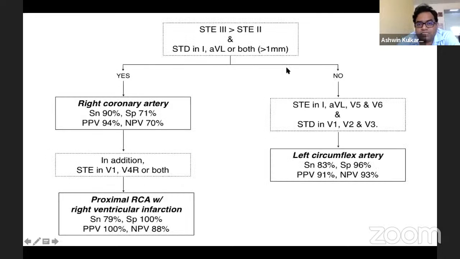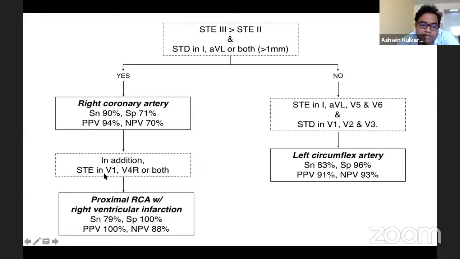So this is an important slide. Kindly pay attention to this slide. Whenever you see an inferior wall MI, first look at lead 2 and lead 3. If ST segment elevation in lead 3 is more and there is ST segment depression in lead 1 or AVL, you should suspect a right coronary artery occlusion. Whenever there is right coronary artery occlusion, you have to immediately look at V1.